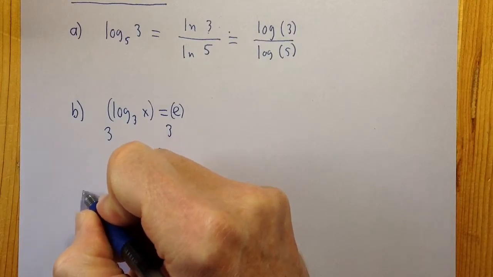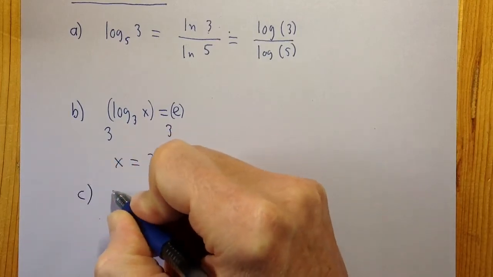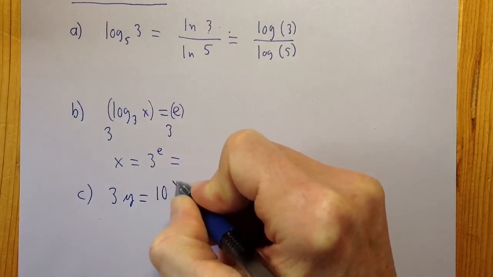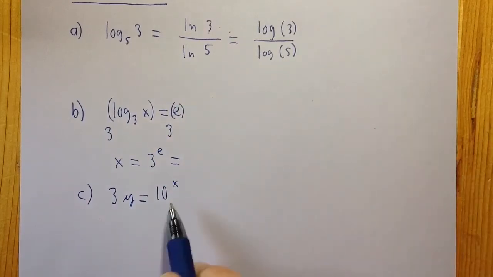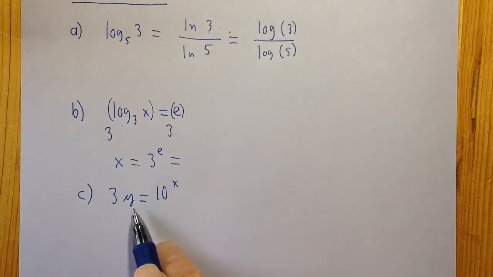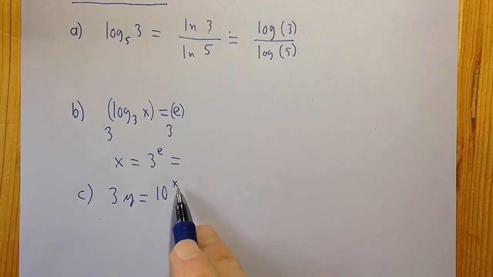And let's do an example from part C. One of the ones they give you is 3y is equal to 10 to the x. So what power do we raise 10 to get 3y here? Now we're going to have a y in our answer, but that's okay. We want to get x is equal to something with y's in it.